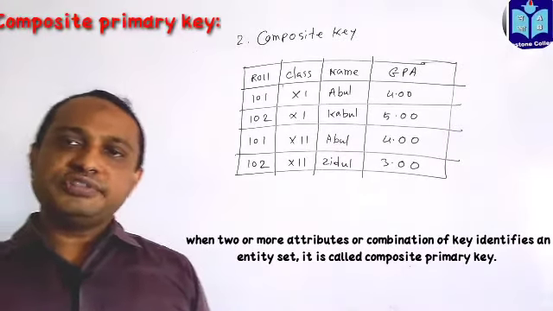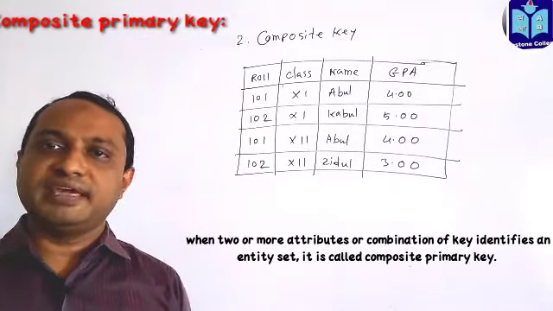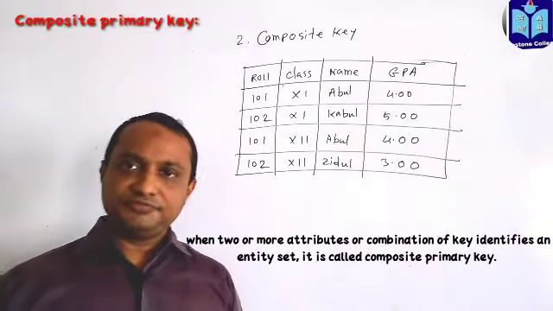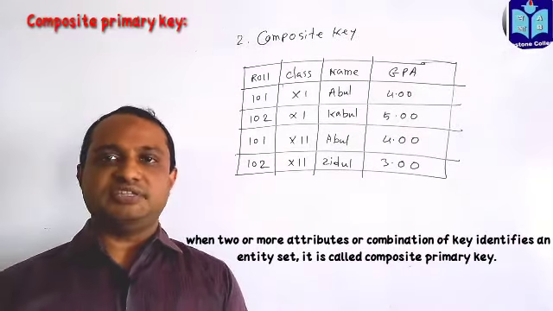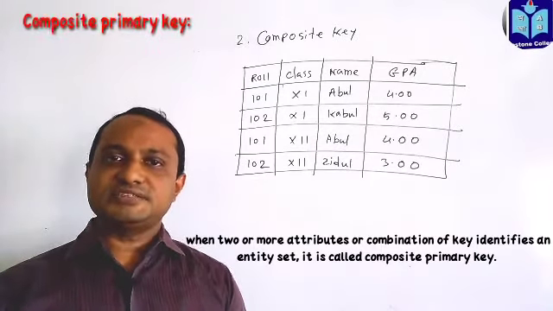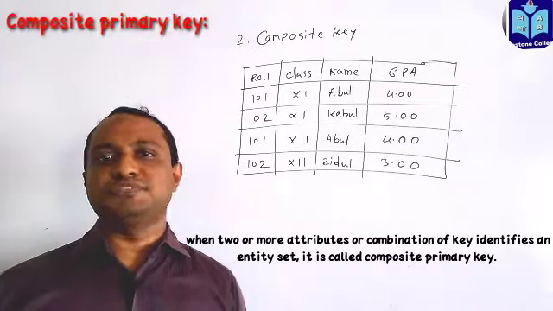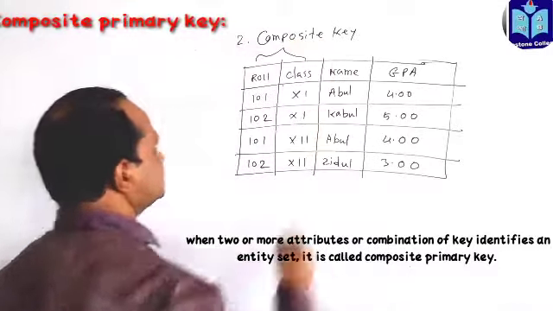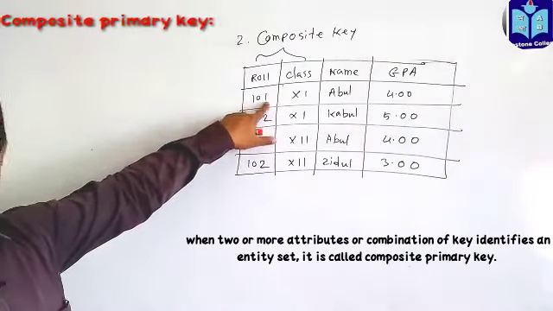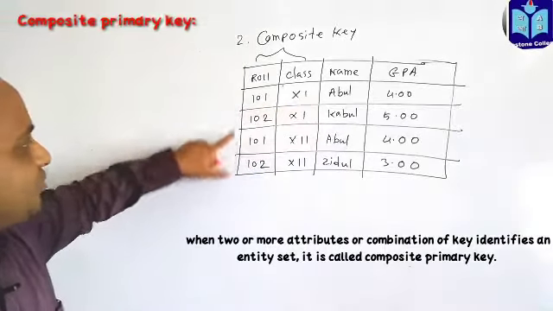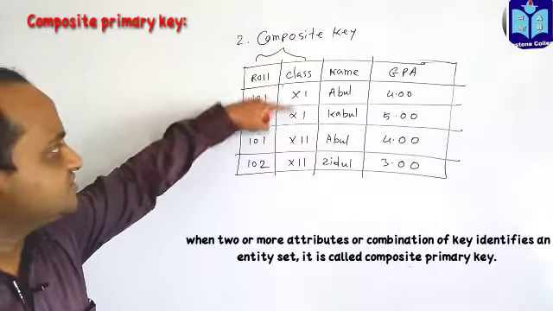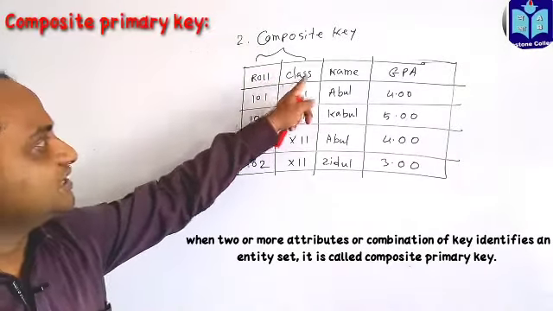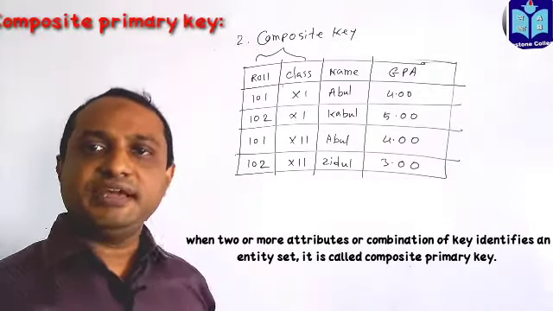If more than one field combined together make a key, then it is called a composite key or composite primary key. I can make a key by using roll and class. Here 101 class 11 and 101 class 12, so these are different students. If I create a key by using the roll and class fields, then it will be a composite key.